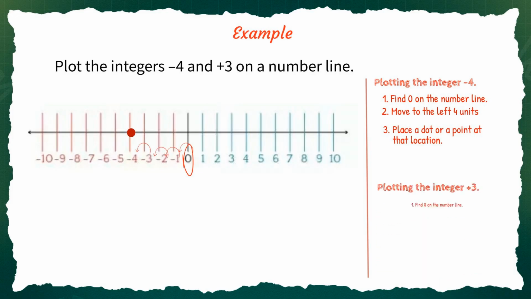Now to plot +3, we already located our 0 as the origin. We'll now move 3 units to the right and place a dot. We'll move to the right because it's positive.